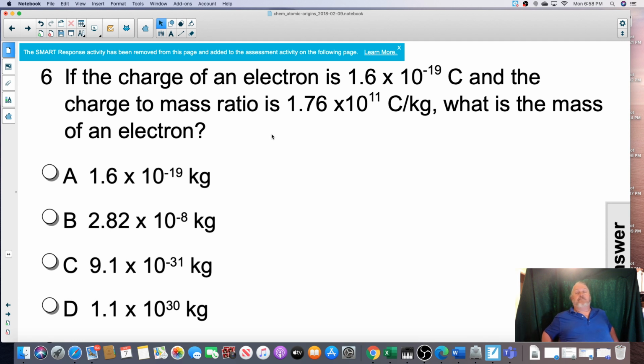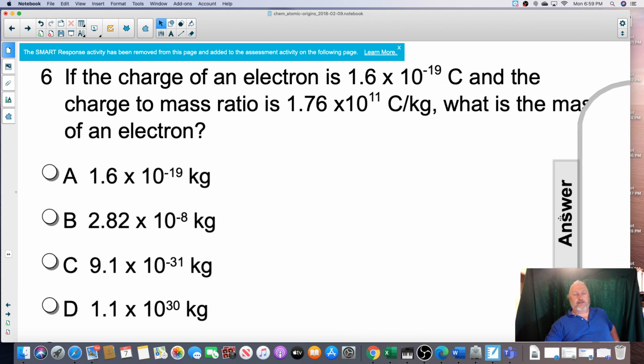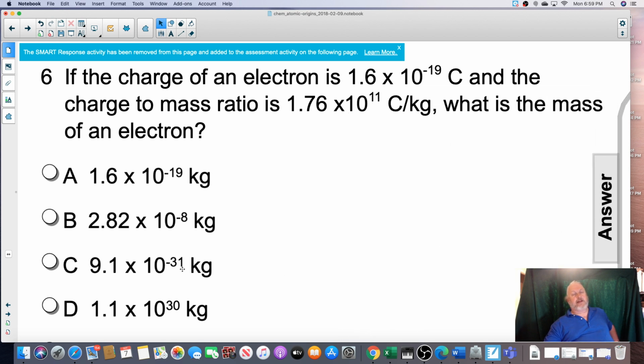What is the mass of an electron? You do the math, right? 1.76 coulombs per kilogram, and if you do the math, it is 9.1 times 10 to the minus 31st kilograms. Pretty small, right?